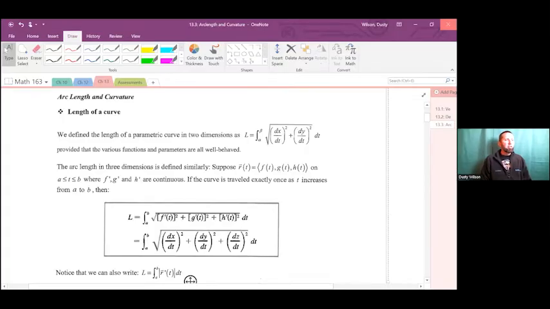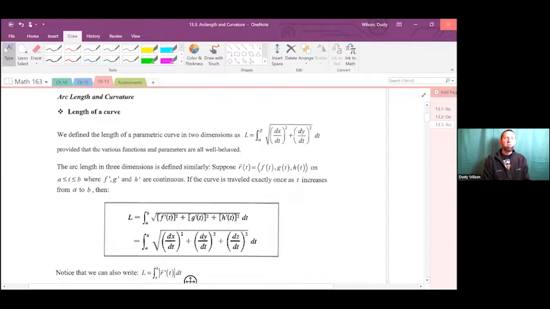Arc length and curvature. The length of a curve. We define the length of a parametric curve in two dimensions as L equal to the definite integral from alpha to beta of the square root of the quantity dx/dt squared plus dy/dt squared, all dt, provided that the various functions and parameters are all well behaved. The arc length in three dimensions is similarly defined.